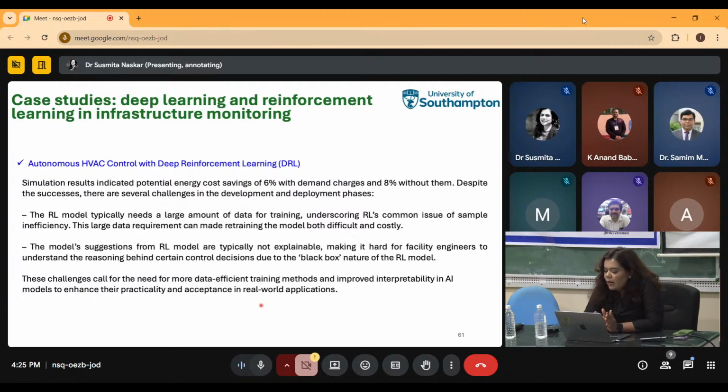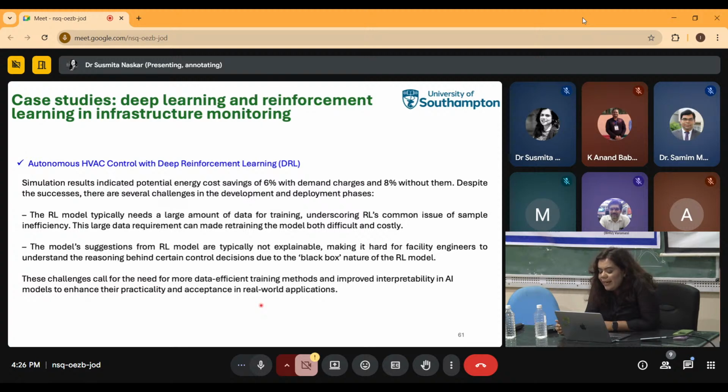And the process of collecting and processing such large data sets can be costly, right? They can be time consuming, especially when you think about the real world environment. Moreover, retraining these models when conditions change can become more difficult and expensive. So basically, one of the important limitations here is sample inefficiency.